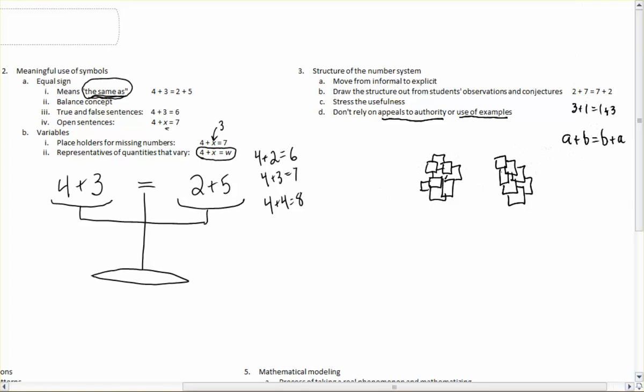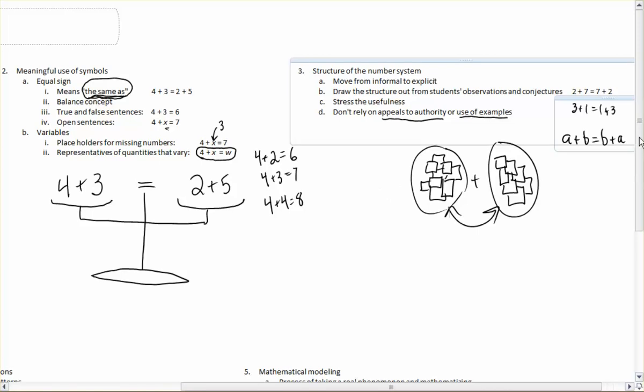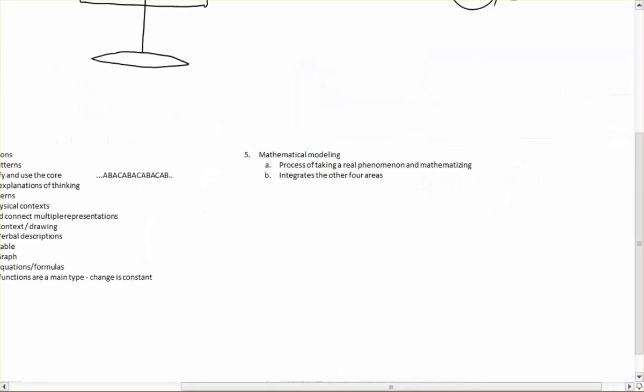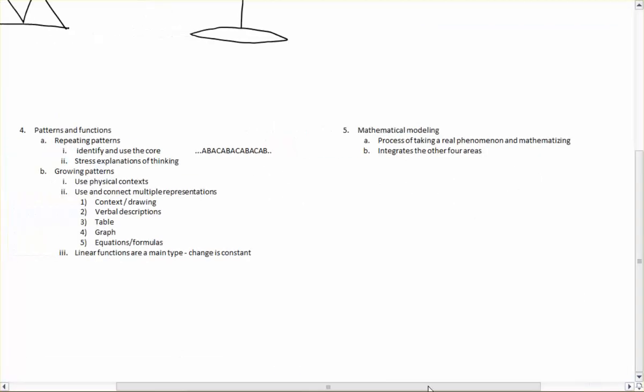If adding means I'm going to join these two things together, I'm going to push them all into a big pile. Well, it doesn't matter if this pile's on the left and this one's on the right, or if we switch those two around. When we push them together, they're still going to be the same amount in the big pile. And that's a logical argument that helps us know why the commutative property is true, rather than some kind of appeal to authority or use of examples. So there are lots of different properties in the number system that we want kids to have those kinds of experiences with and think about so they can use them.